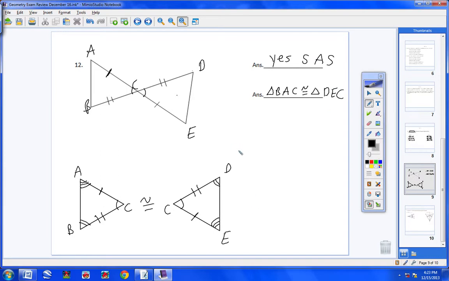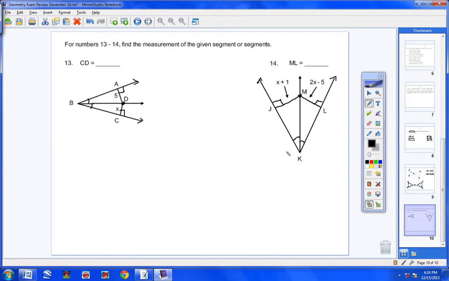So what we're reviewing here, guys, is your ability to look at two triangles and decide yes they're congruent or no they're not, and then give me a reason: side-side-side, side-angle-side, angle-side-angle, angle-angle-side, or hypotenuse-leg. Make sure you're really familiar with those. One more slide and we're done for the day.